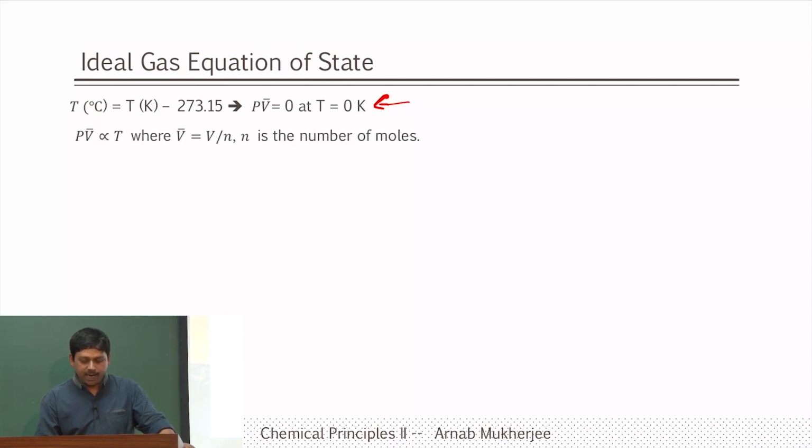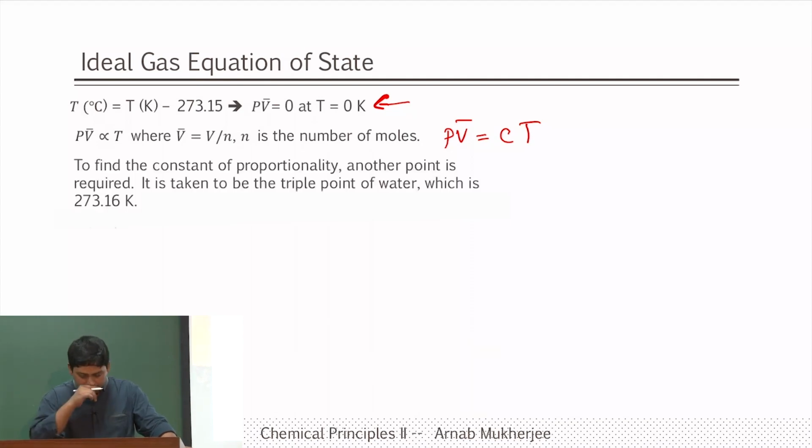And we also see that PV with temperature is linear. So, PV is proportional to T. So, we can say that PV is basically CT, because it is proportional to temperature, with C the constant. Now, to find this particular constant of proportionality, we need another point, because we already have one point. I will show you that.